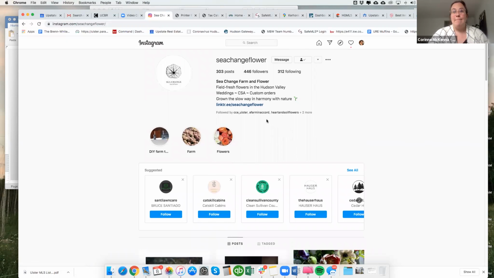Oh, okay. But see up here, remember I showed you where it said liked by? So it says followed by CCE Ulster, A Farm in Accord, Heart and Soli Flowers. So these are my followers, or people I follow, who also follow them. Oh. So it's constantly reinforcing, like, oh, this is something good.